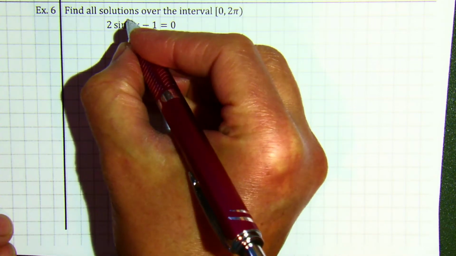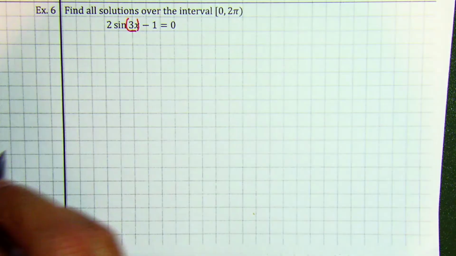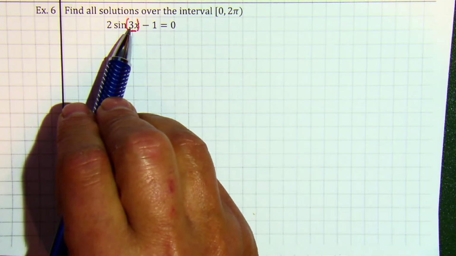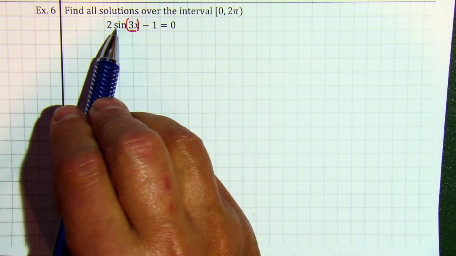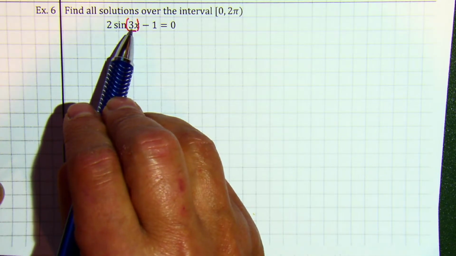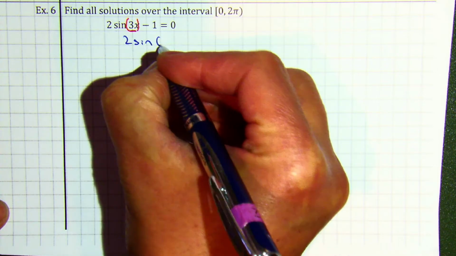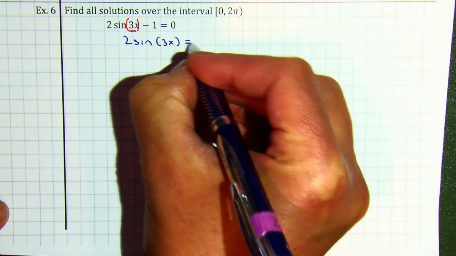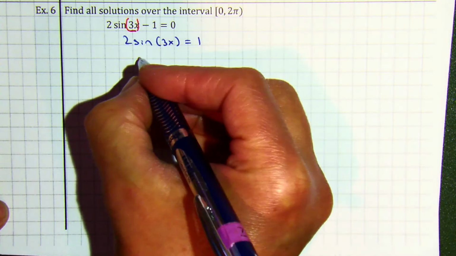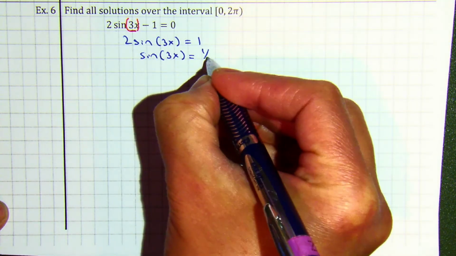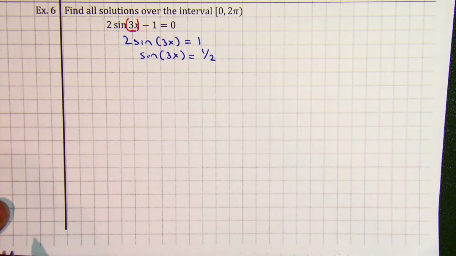Now, what I'm going to do, I'm going to place them in parentheses. I want to make sure that before I get rid of the 3, I need to get rid of the 1. So I need to isolate the sine of 3x. I'm going to move the 1 to the right, and I'll place it in parentheses. It becomes positive, divide by 2. And now I'm going to evaluate sine of 3x equal to 1/2.